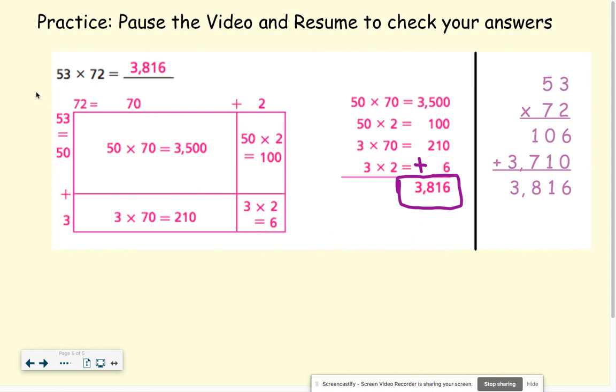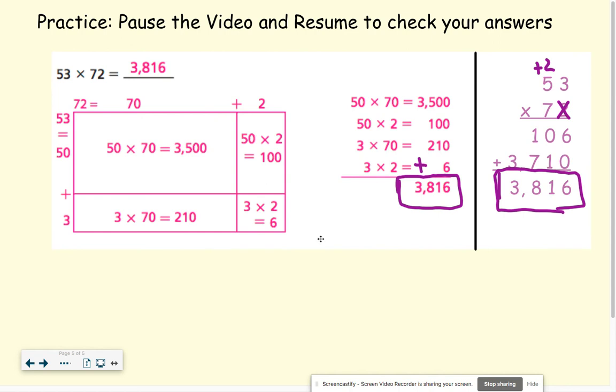Doing the traditional method, it all depends on which number you put on top. I like to just put the one that they show first. So 2 times 3 is 6. 2 times 5 is 10. I cross out my 2. I put in my magic 0. 7 times 3 is 21. 7 times 5 is 35, but we have a plus 2, so it's 37. We add our amounts together and we get the same amount.